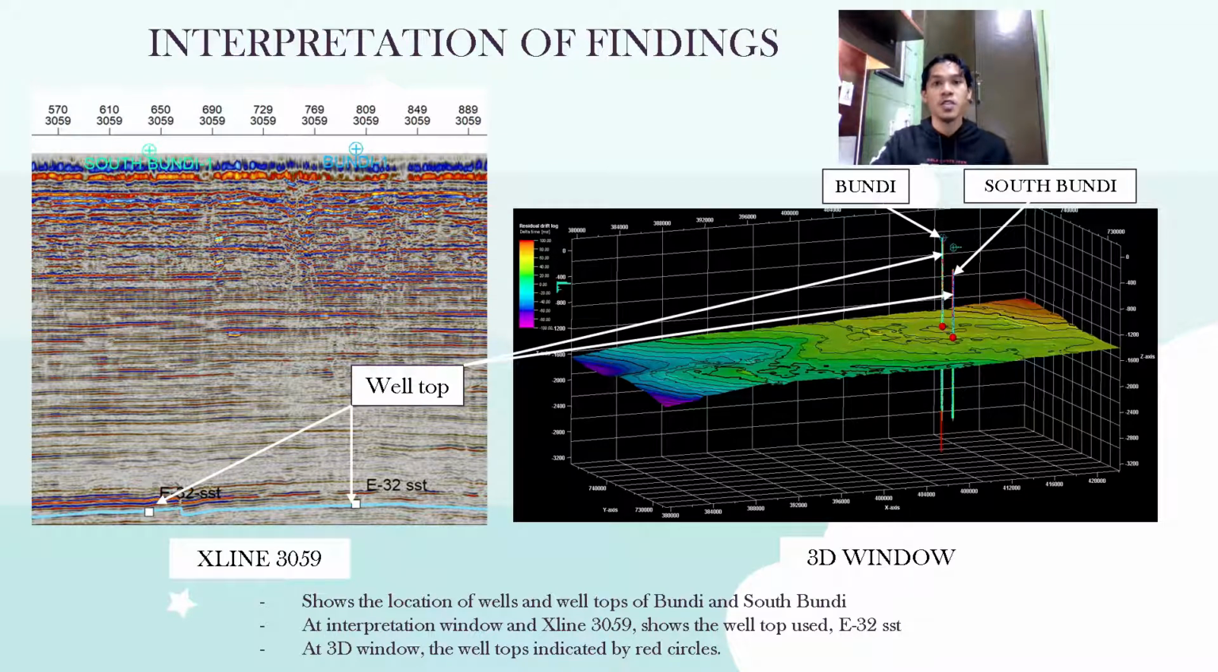Hello, my name is Muhammad Hamid Rishad and we'll talk about the interpretation for our project. This slide shows the location for the well and well top of Bundi and South Bundi. At the interpretation window, we can see the green one indicated for South Bundi and the blue one is for the Bundi. And the well top is indicated by the white square, which is T32 SST. And at the 3D window, we can see the well for the Bundi and South Bundi is the vertical one, and that's through the red sphere, which is the well top.